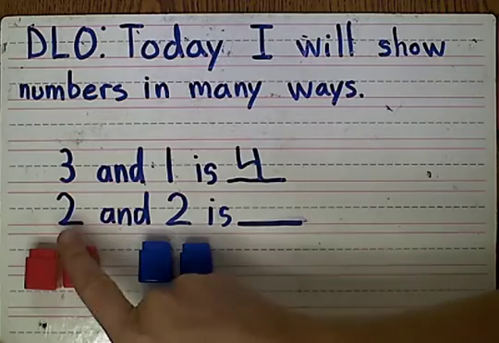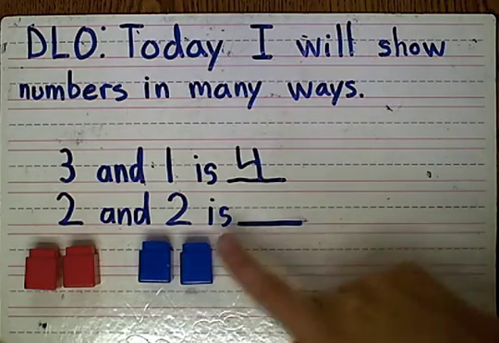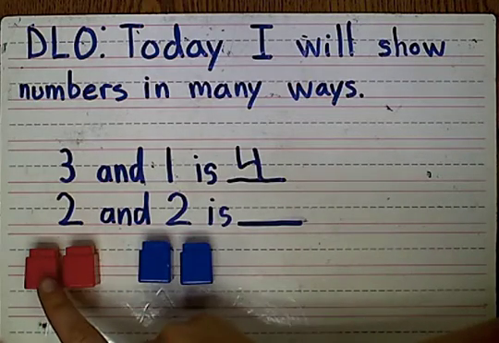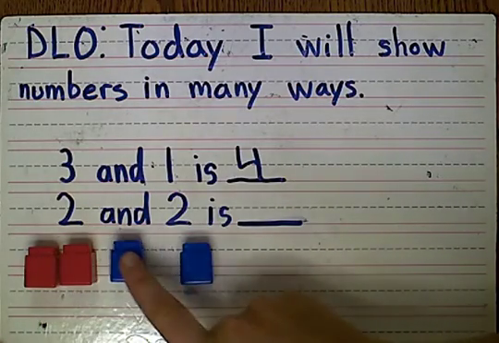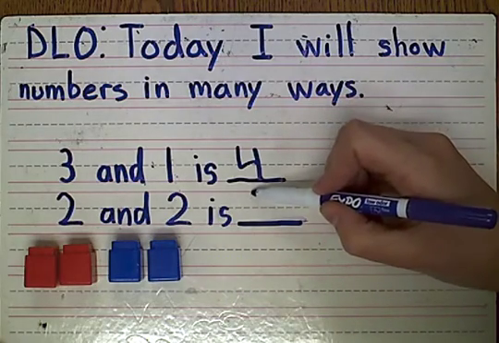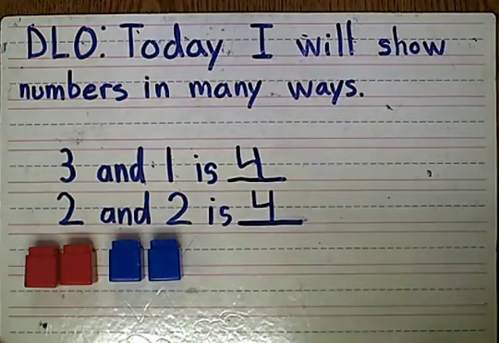I have 2 for this one, 2 cubes for that 2. My blank is the total. In all, how many do we have? Let's count. 1, 2, 3, 4. It's 4 again. I'm going to write 4. Down, over, down some more. That's the way you make a 4.